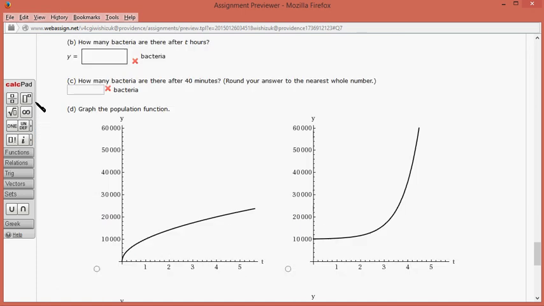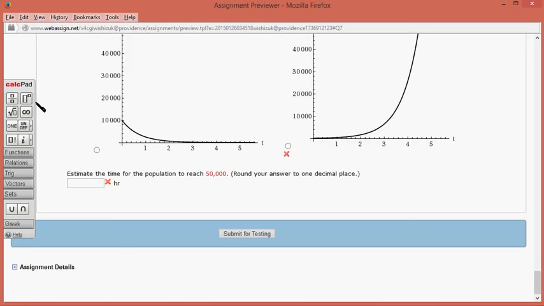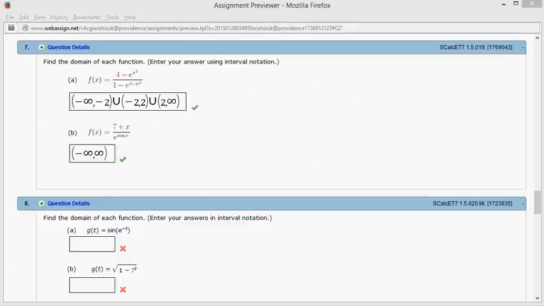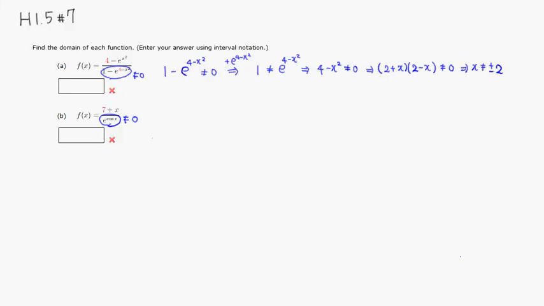Alright, let's go down and submit for testing. It came back and it looks like we got both of these correct. Alright, that's it. I hope that this was clear.